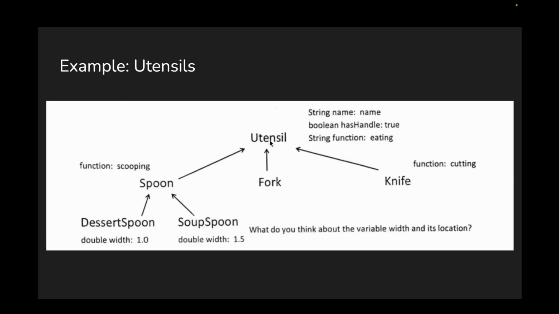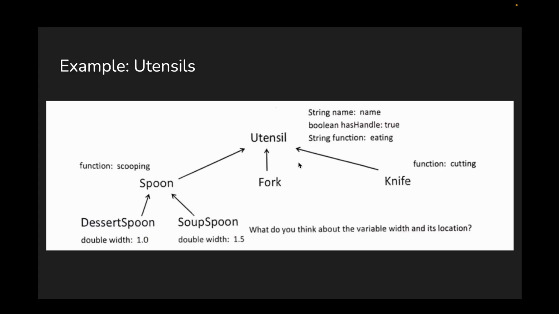So here I defined a more general case, right? Something that you notice about this is that we have a utensil class as the main class, that is the main superclass. You also have spoon, which is a superclass of dessert spoon and soup spoon, but spoon is also a subclass of utensil.